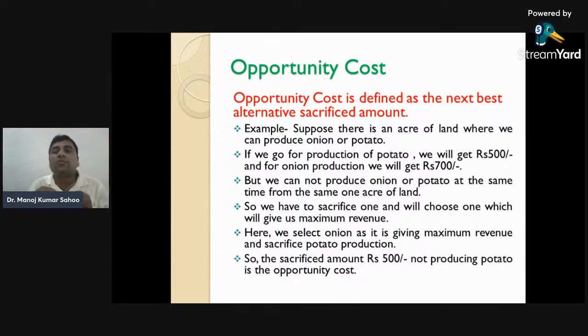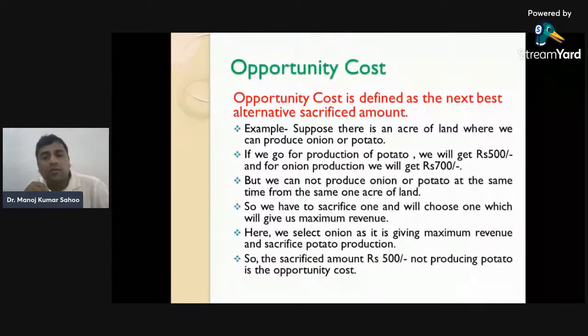Now, what is the concept of opportunity cost? Opportunity cost is defined as the next best alternative sacrificed. Okay, it is the next best alternative which we sacrifice. That amount is known as the opportunity cost. So for example, suppose you have 1 acre of land, and you can go for production of onion, or you can go for production of potato.